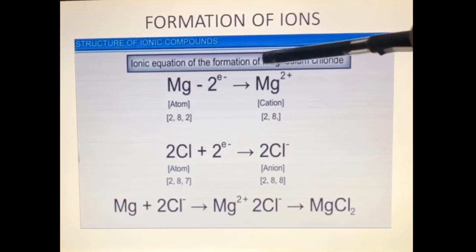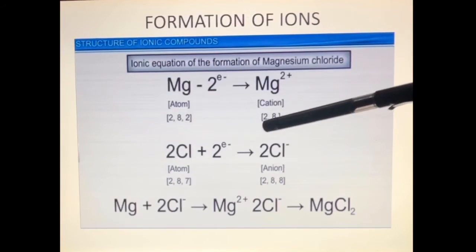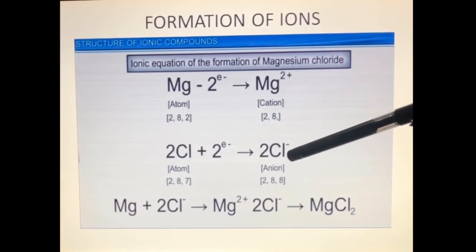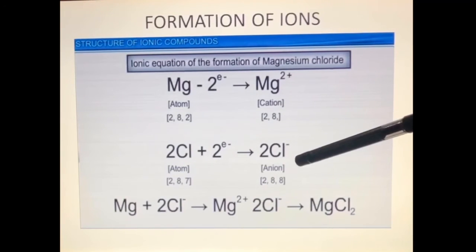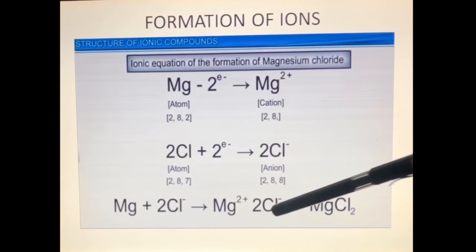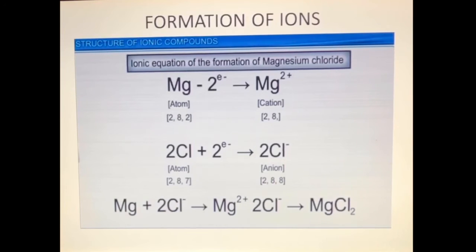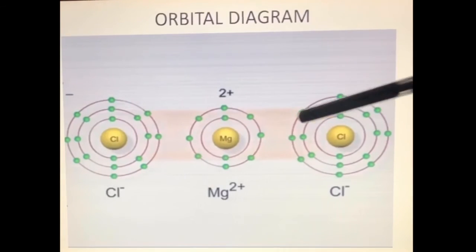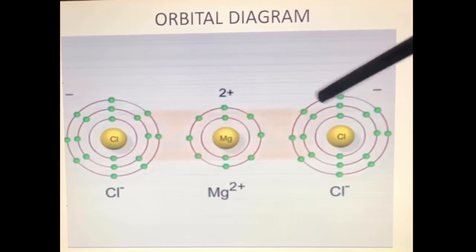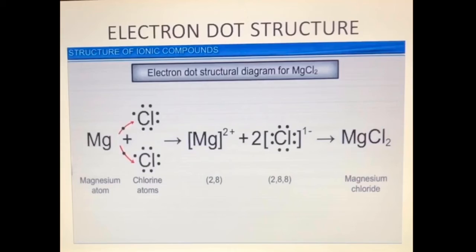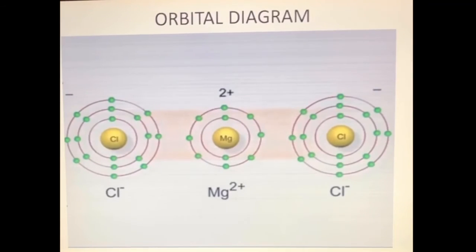electron. By donating 2 electrons, magnesium becomes Mg2+ by oxidation, and by gain of 2 electrons, 2 Cl atoms become Cl- by reduction, and Mg2+ and Cl- attract each other due to a strong electrostatic force, which is ionic bond or electrovalent bond, and that is the Lewis dot structure or electron dot structure of MgCl2 and orbital diagram of Mg.